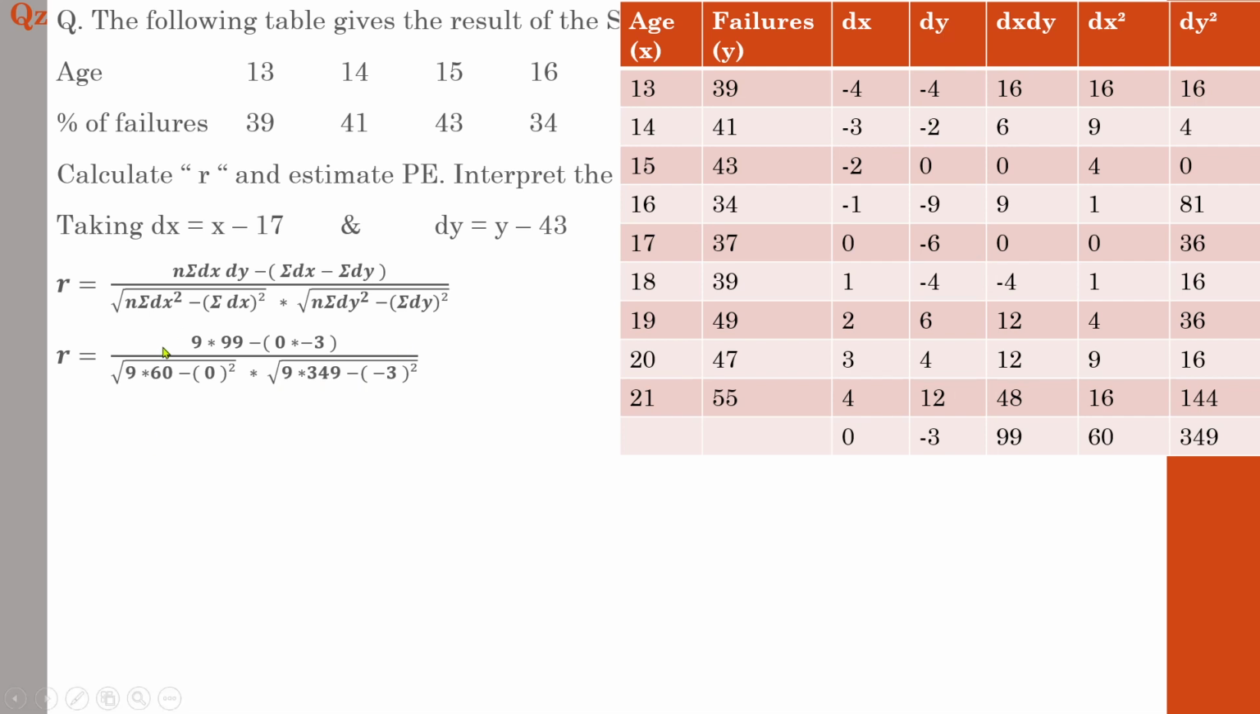Remember, sigma dx square and sigma dx the whole square, these two are different, and substitute accordingly. Once you substitute the values in the equation by using the basic mathematical steps, you will get the value of r, 0.6852.